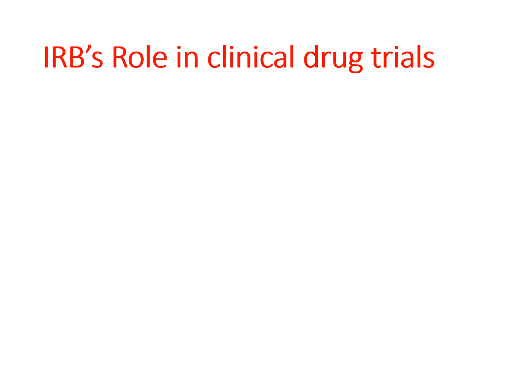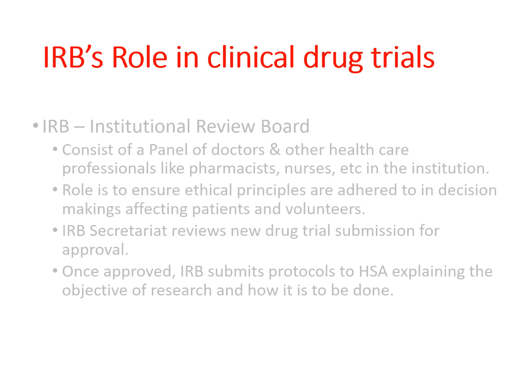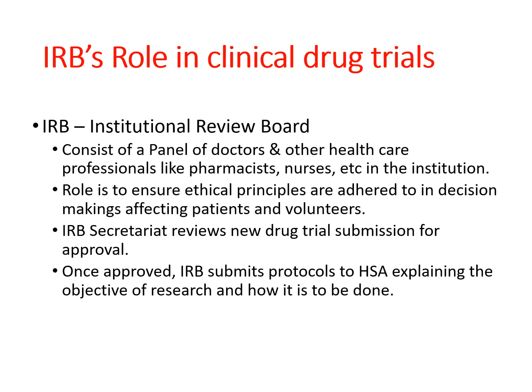In this lesson, we have looked at clinical trials. But who ensures that the research is conducted in an ethical manner and safeguards the interests of the subjects? The IRB, or Institutional Review Board, consists of a panel of doctors and other healthcare professionals like pharmacists, nurses, etc. in the institution. The role of the IRB is to ensure that ethical principles are adhered to whenever decisions are made affecting patients and volunteers. Any new drug trial needs to be approved by the IRB before they can be conducted. This helps to safeguard the interests of the human subjects of the trial.